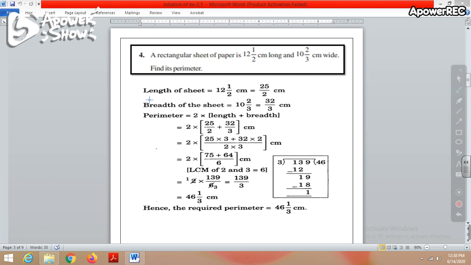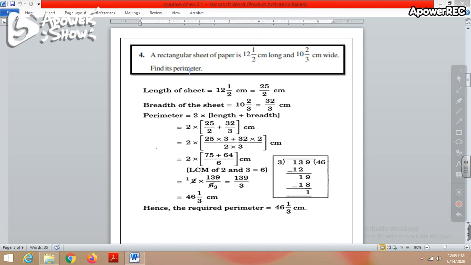Now the next thing which is given in the question is breadth of the sheet. Breadth of the sheet is 10 2 by 3 centimeter. So here again this is a mixed fraction and we have to convert it. So after conversion it will become 3 10s are 30 and plus 2, so 32 by 3 centimeter. So now the length of the sheet is 25 by 2 centimeter and breadth of the sheet is 32 by 3 centimeter. You have to find out its perimeter.